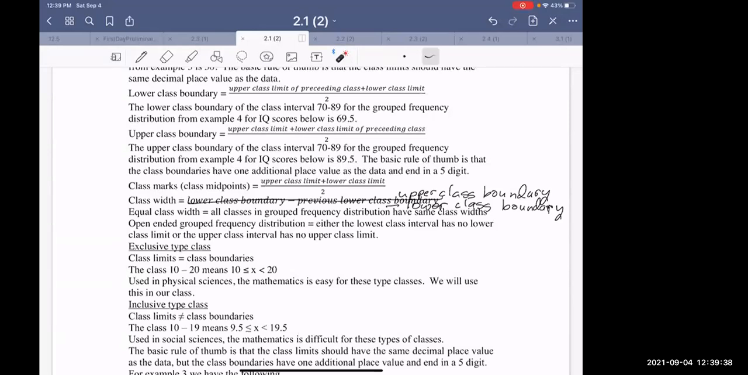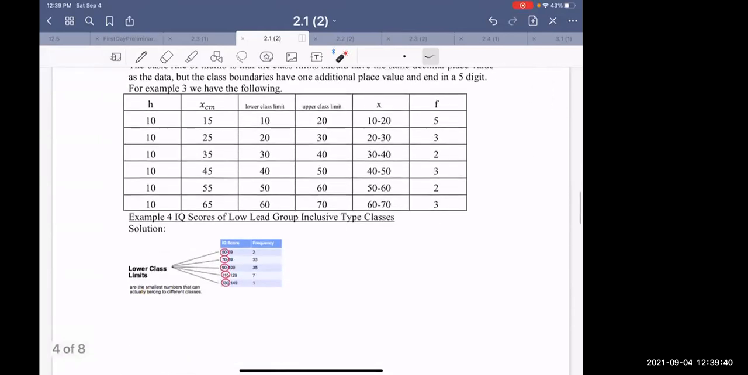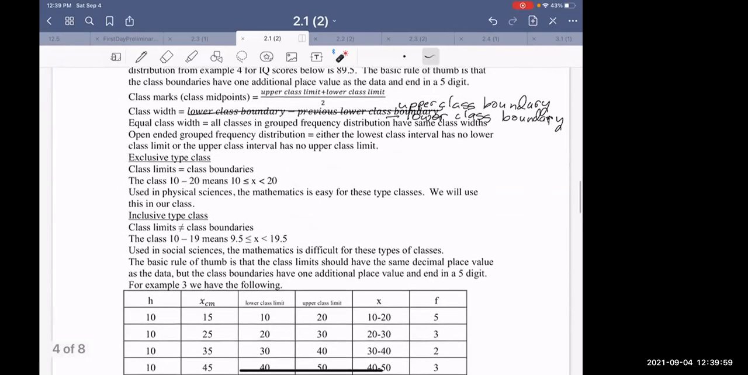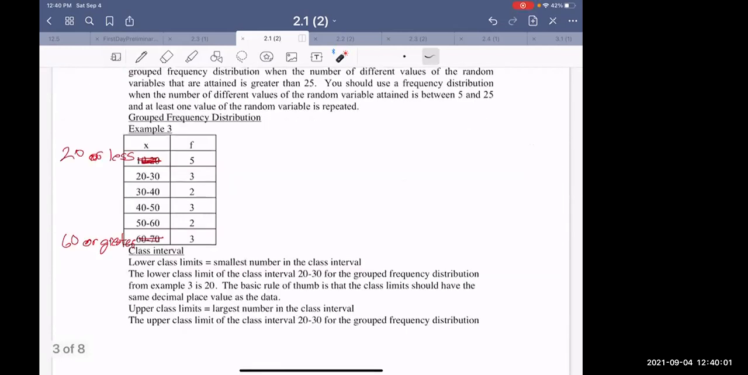Now, there are 2 different ways to do group frequency distributions, either exclusive or inclusive. So I could have written these as 10 to 69, 70 to 89, etc. Or I could have written these in this fashion: 20 to 30, then 30 to 40, etc. Now the question is, what does this mean?